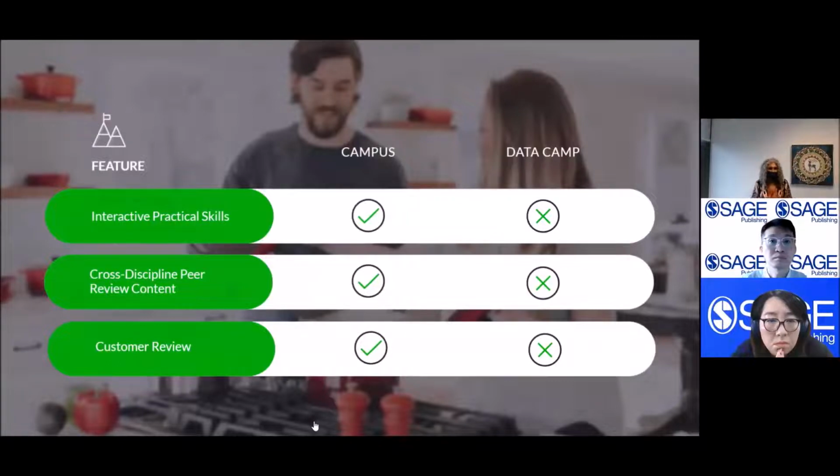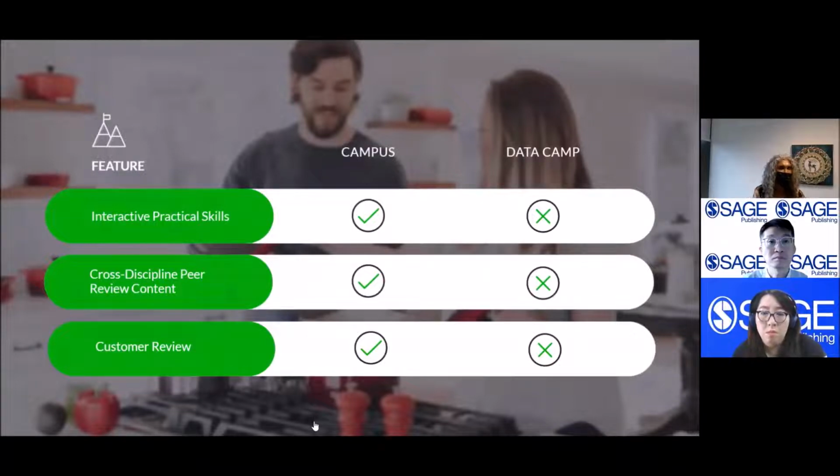Interactive, practical skills. That's what you want. You want to engage your students. You want to keep them excited. You want to keep them looking for more. SAGE Campus answered that. DataCamp, no. Cross-discipline peer review content. That is SAGE Campus, not DataCamp.